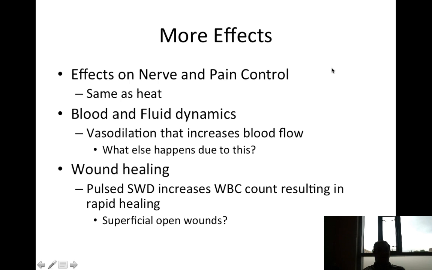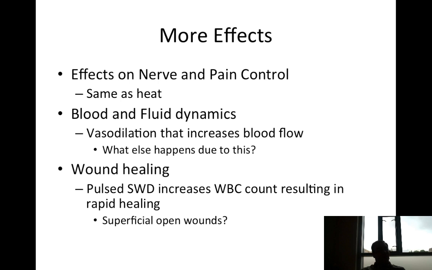Effects on nerve and pain control are the same as heat. We did that a couple weeks ago now, right? If we know the effects on nerve and pain control that moist heat does, even though it's superficial and this is deep heating, remember, it's the same. Blood and fluid dynamics: vasodilation increases blood flow. What else happens due to this? When vasodilation occurs, if we're having a heating effect, the blood probably becomes more viscous, right?